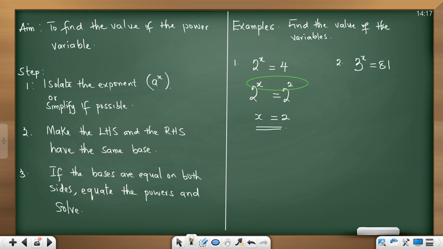Remember, we're showing all the steps that we need to do. Look at this one. Then we're going to take it further in our third example. Can I write 81? Yes. It's 3 to the power what? 4. So if my bases are equal, what do I do? I equate the powers. x is 4. Please write that quickly. Number 3.